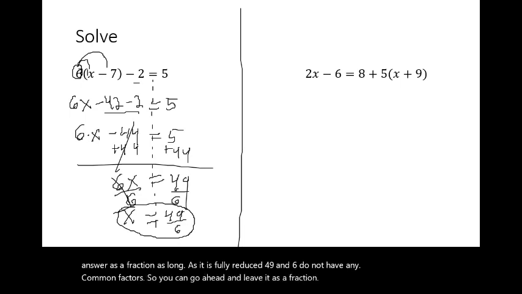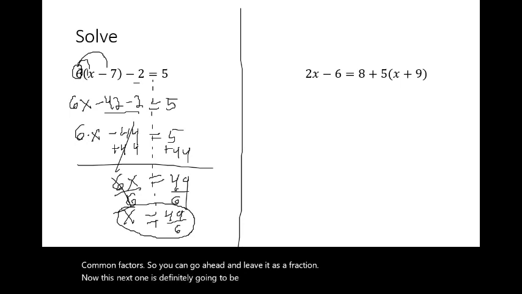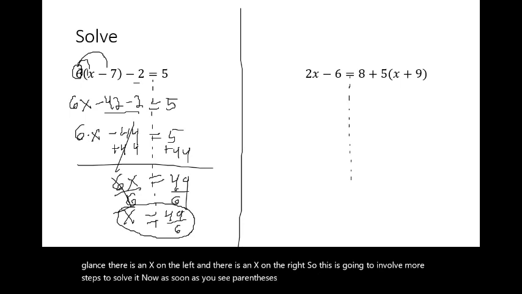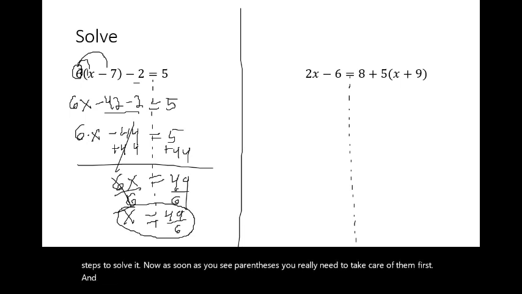Now, this next one is definitely going to be more complicated because, as you notice at first glance, there is an x on the left and there is an x on the right. So this is going to involve more steps to solve it. Now, as soon as you see parentheses, you really need to take care of them first and clear out the parentheses. You clear out the parentheses using distribution.